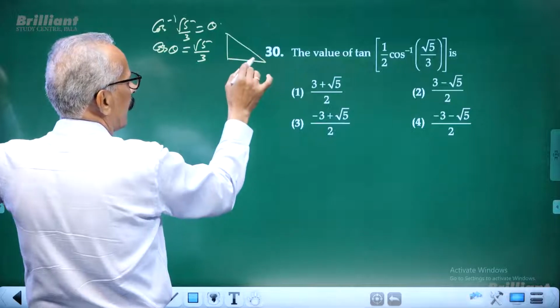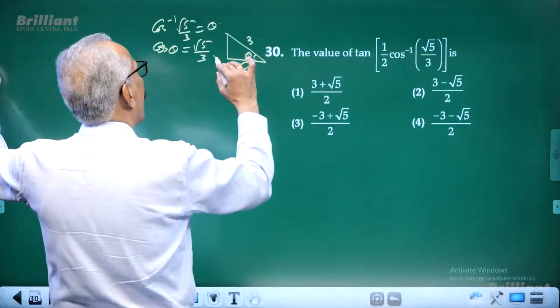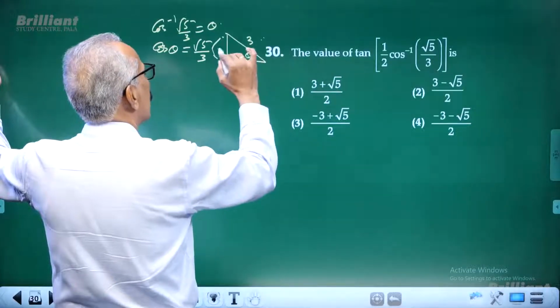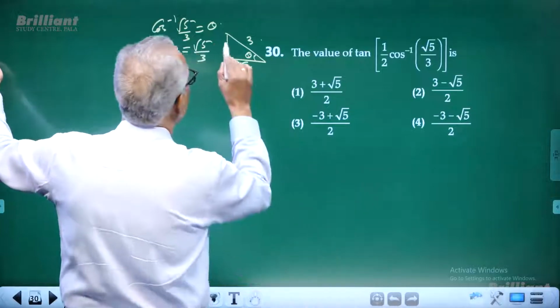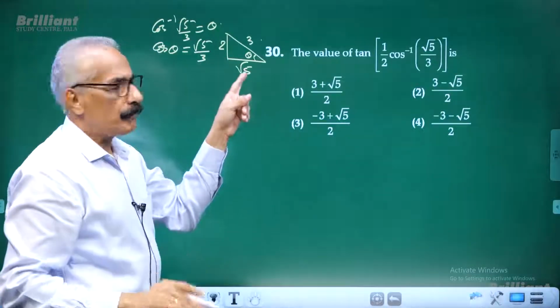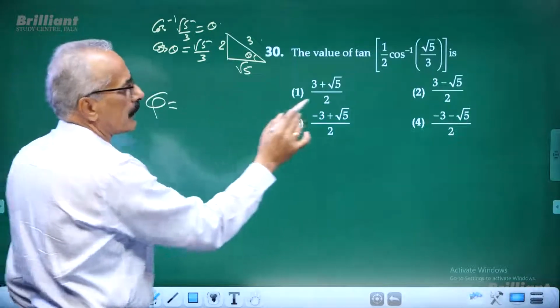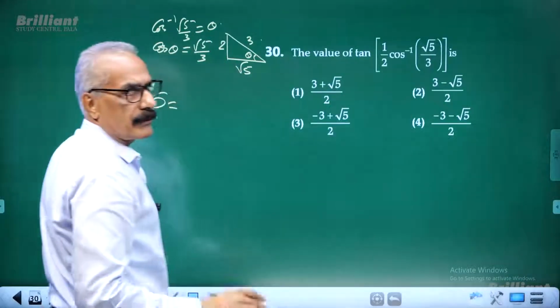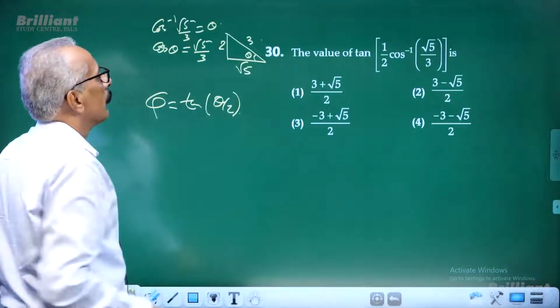Immediately we draw the triangle with angle theta. Adjacent side is root 5, hypotenuse is 3, and the opposite side will become root of 9 minus 5, which is definitely 2. Correct? 4 plus 5, 9. That is correct. Now what's the question? I have taken cos inverse root 5 by 3 as theta, so this is tan of theta by 2.